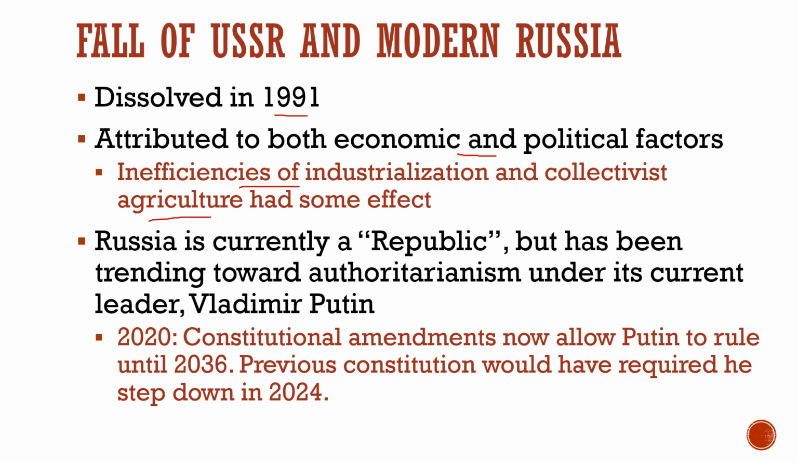So Russia is currently referred to as a republic, but it's been trending more toward authoritarianism under Vladimir Putin. For example, just to highlight this, in 2020, constitutional amendments now allow Putin to rule until 2036. Previously, he would have been required to step down in 2024. However, because he has so much political power and authority, he was able to amend the Constitution to essentially allow him to remain for many, many more years without having to step down.